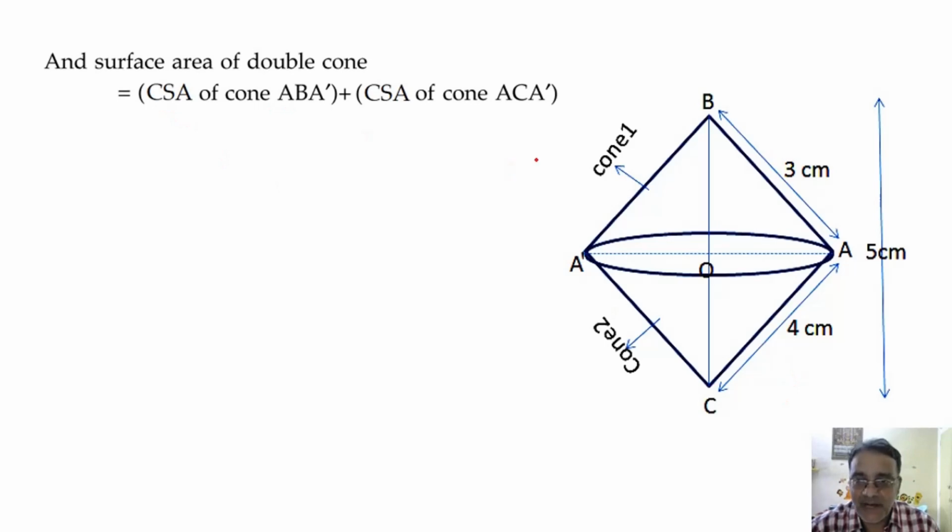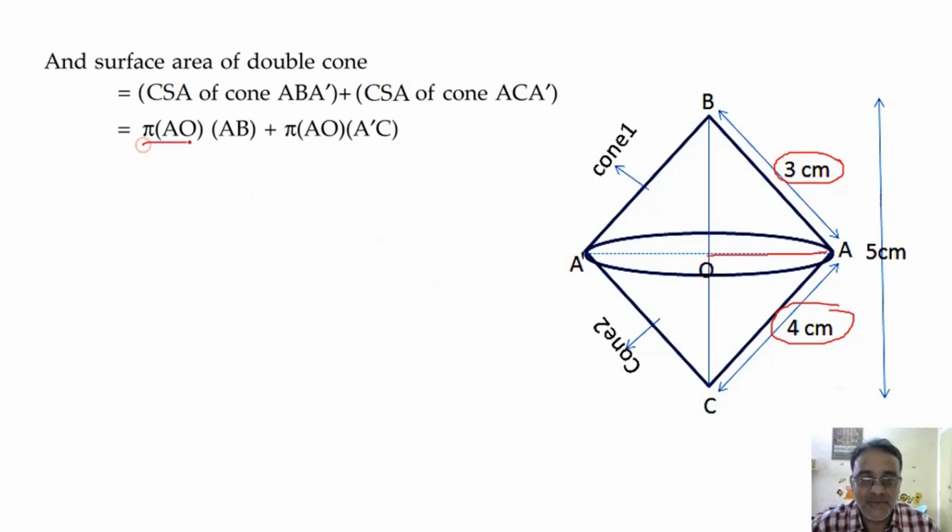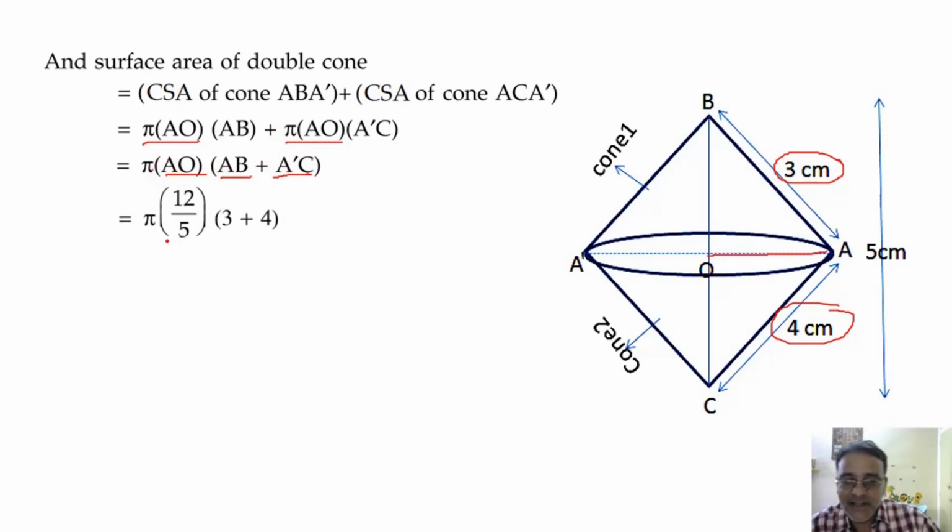So the CSA of the upper cone is pi R, where R is OA and L is 3, that is AB. And the CSA of the lower cone is pi R, where R is OA, and the slant height is 4. So from this we can take pi into AO common. Now we'll substitute these three values and this one also, 12 by 5. And already we took pi equals 3.14 in the first part of the first question, so here also we have to take 3.14.